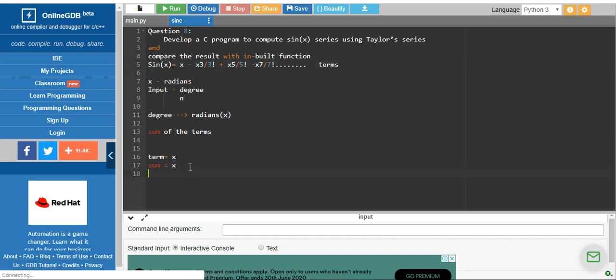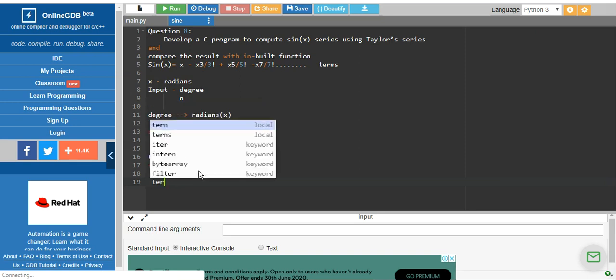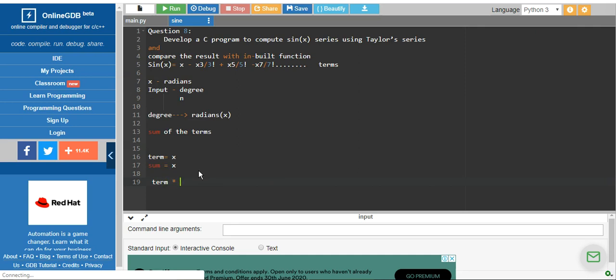Okay, now let's see how we are going to get the next term. What is your term? The term value will be x, right? So how much are you going to multiply in order to get x cube by 3 factorial? If you can remember, again I will repeat. The term value is now x, so how much do you need to multiply to get the second term?